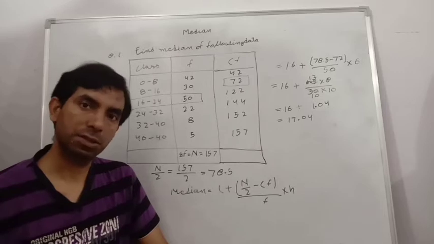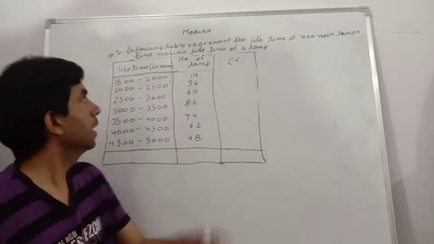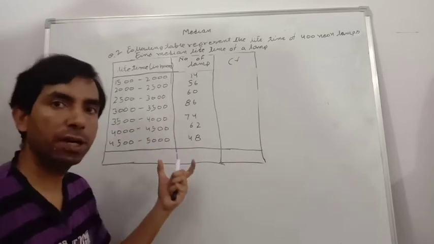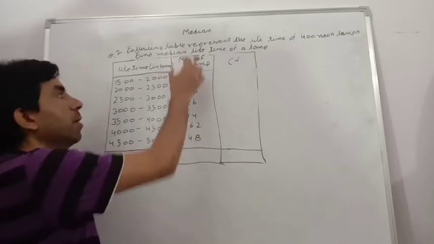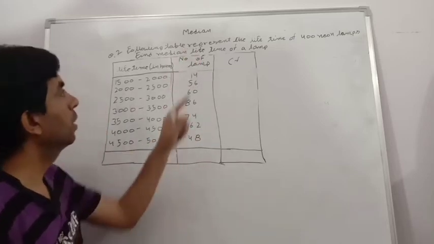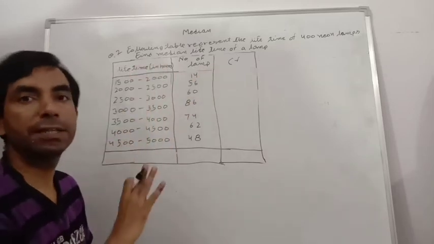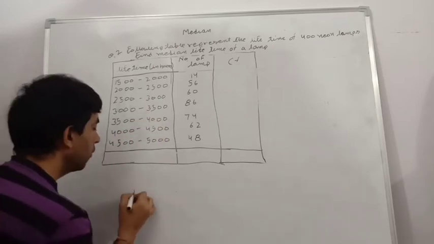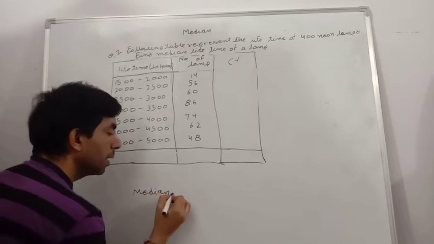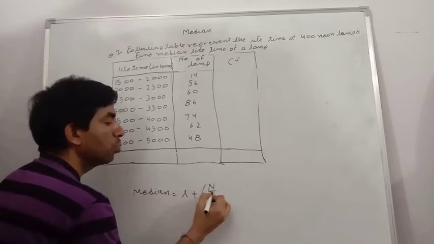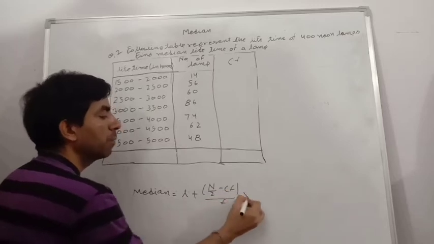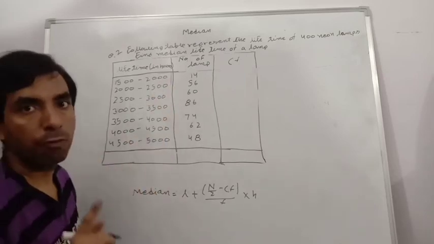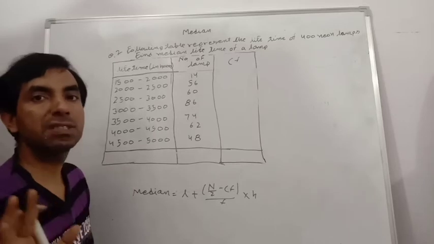So let's take another question. Here the given table represents the lifetime of 400 lamps, meaning the total number of lamps is 400. So in the question the sum of frequency is already given. Next, find the median of the lifetime. We know that in a grouped frequency distribution table the formula of the median is L plus n upon 2 minus CF upon F multiply H. For finding the median, first we find the CF, the cumulative frequency.